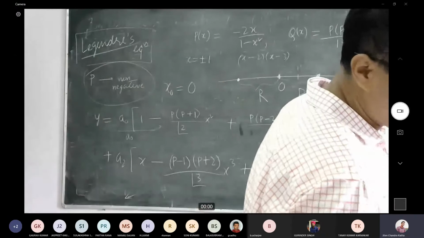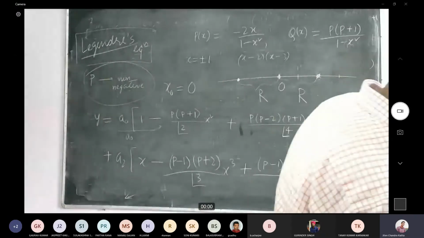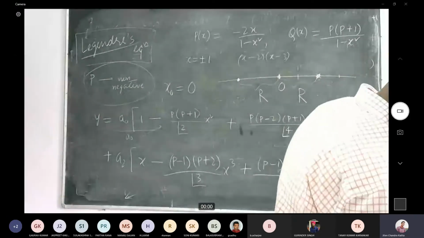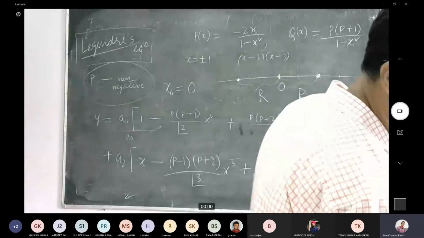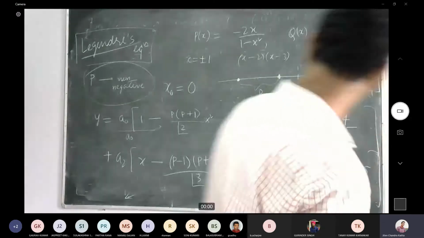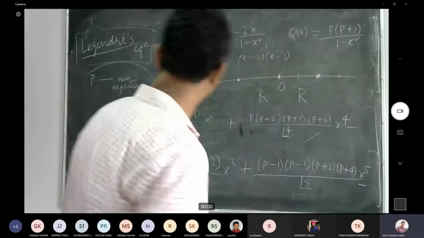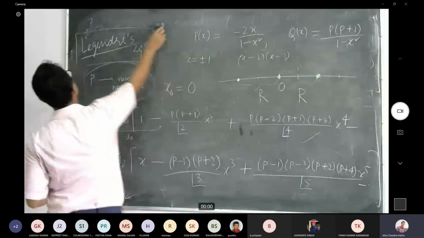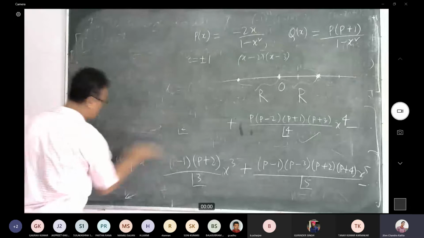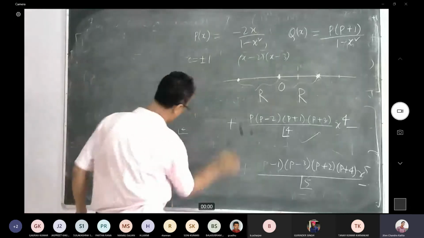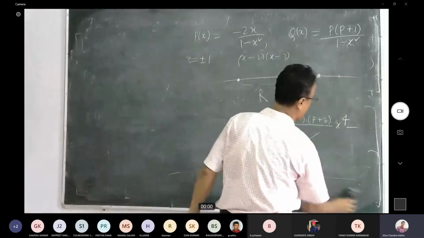Okay. So now I would like to do one theorem. The theorem statement is very big, but you don't need to worry about it. I'll just explain it, and you will see that the proof is very interesting.